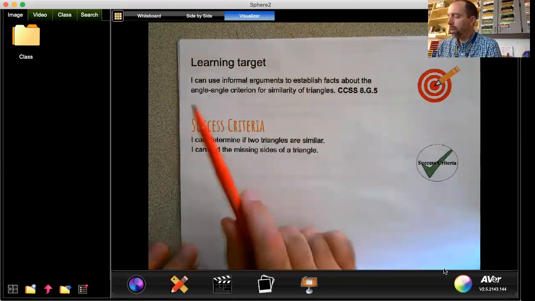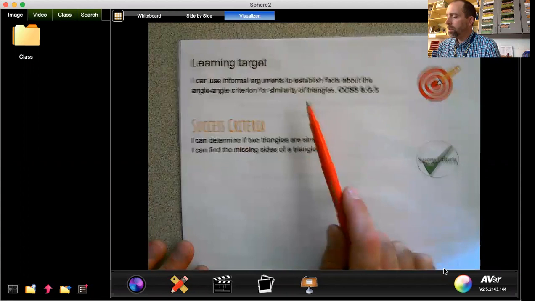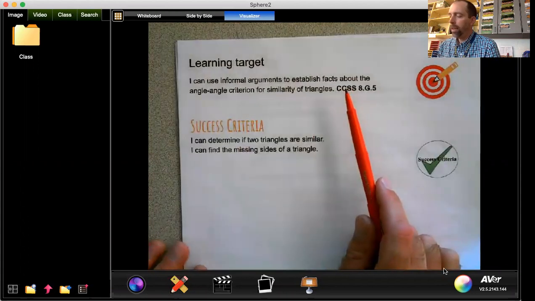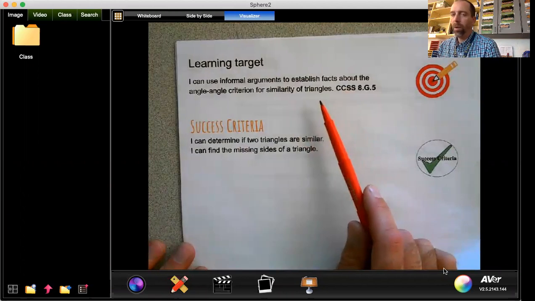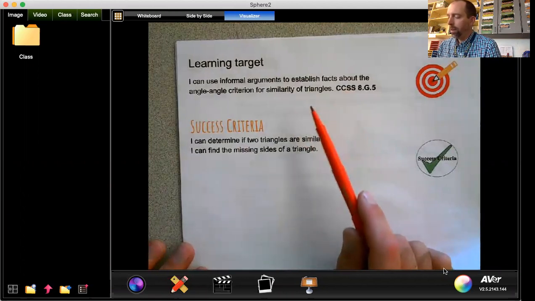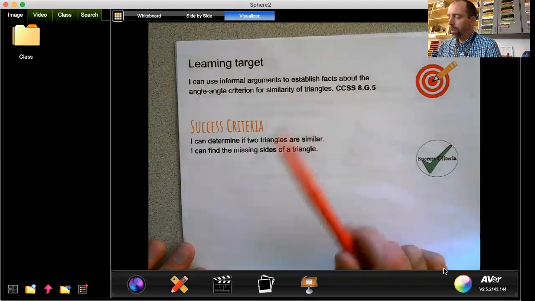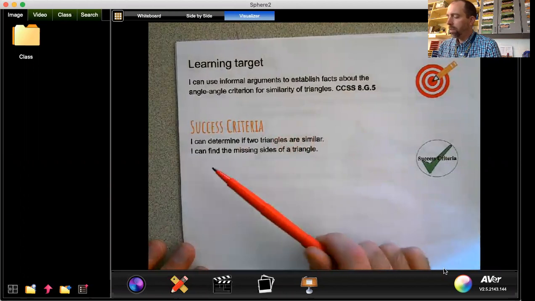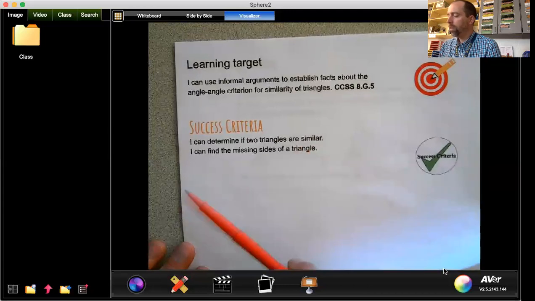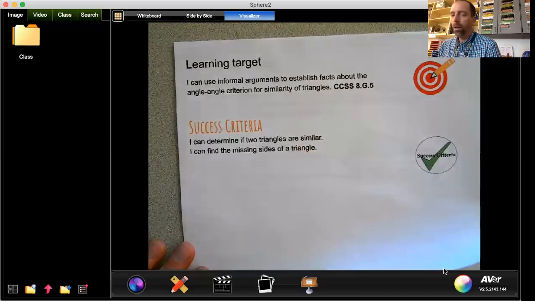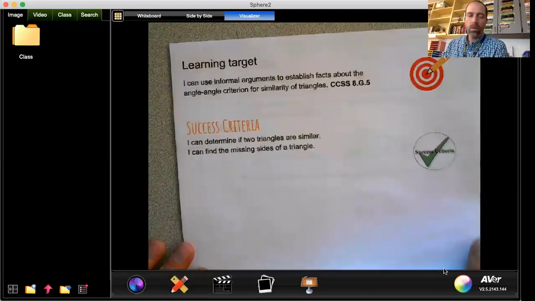I'm going to be helping you learn about lesson 3.4, which is talking about similar triangles. So our learning target is: I can use informal arguments to establish facts about the angle-angle criterion for similarity of triangles. We'll talk a little bit about what that's talking about as we go through this, but you'll know that you understand it if you can determine if two triangles are similar, and also use that to find missing sides of two similar triangles. So those are learning targets and success criteria.